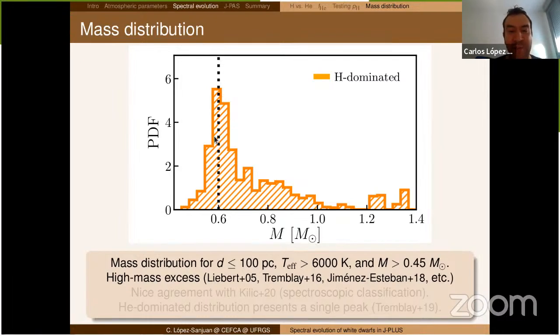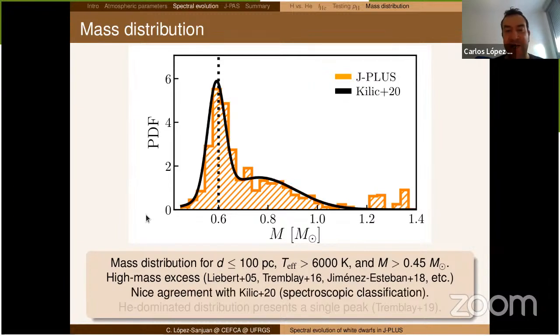So what we found is a peak at 0.6, and then let's say an excess or a second population at 0.8. This high mass excess was already observed, and here you can see the results as a black line from Kilic 2020, in which the classification was based on spectroscopy, but the mass was based on photometry. Here the black line is not a fit to the J-PLUS data, it's just the result from Kilic with exactly the same selection. This is why we provide this selection. And we obtain basically the same results, again, with our photometric classification.